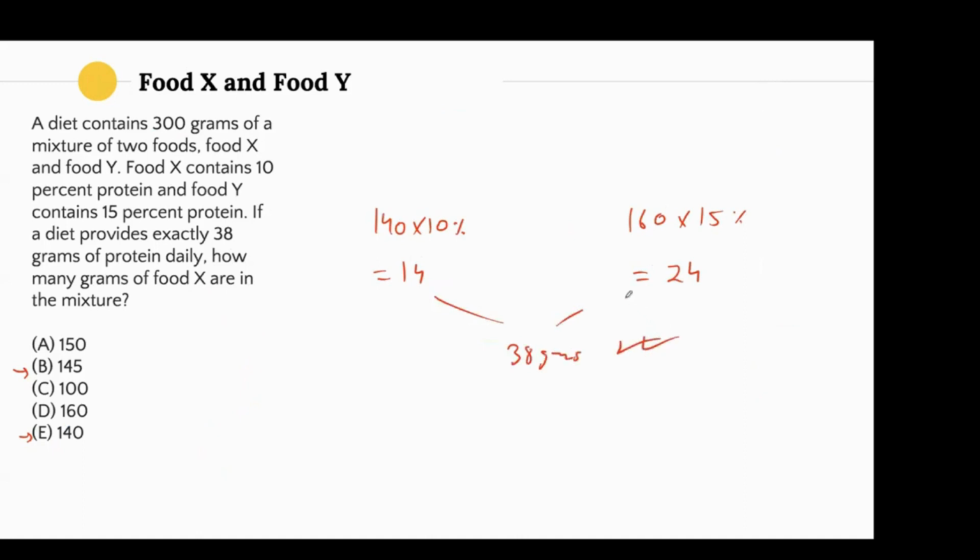So what I don't get is, let's say this one is 140 and there was another option, 141. How would that have mattered? Because exactly 38 grams of protein is in the mixture, 14.1 would have been here, and then it might not have come exactly to 38. That's why I wouldn't have started with 141. I would have started with 140.